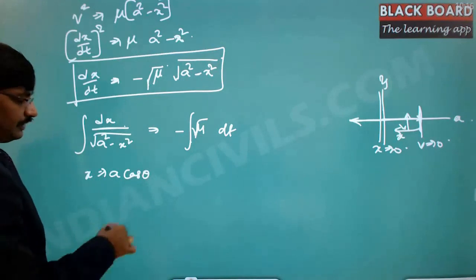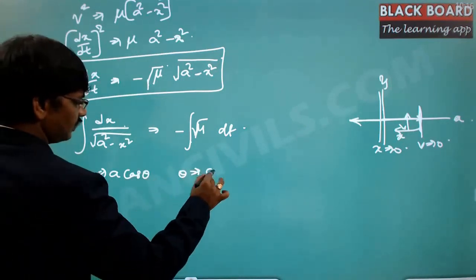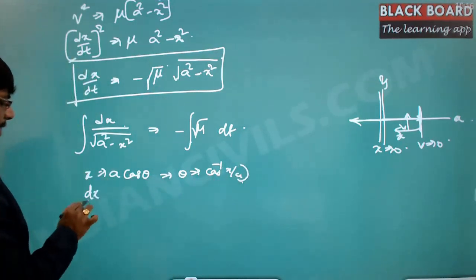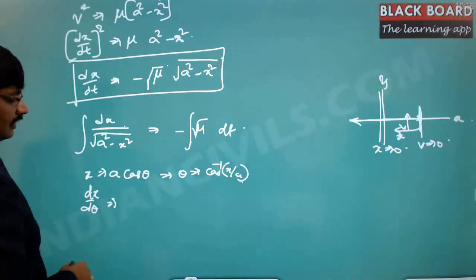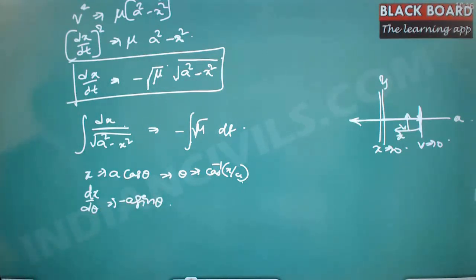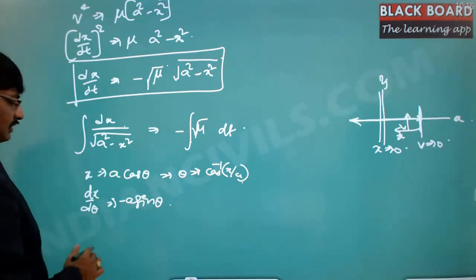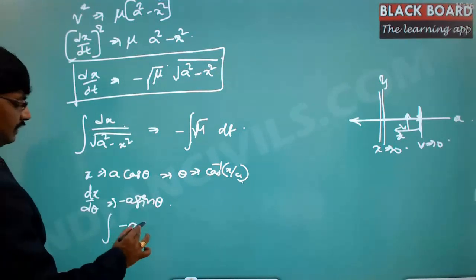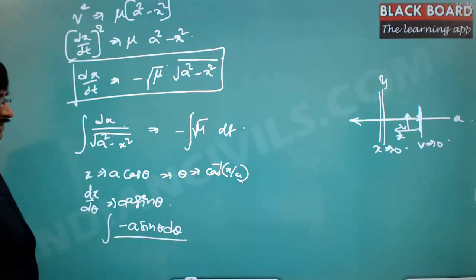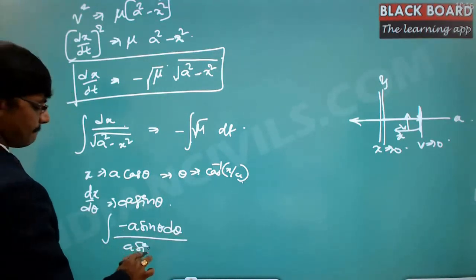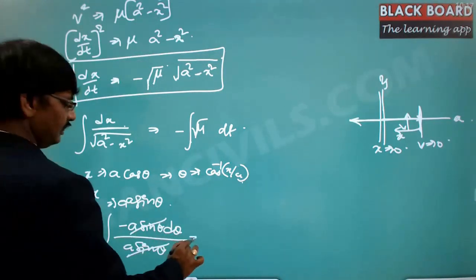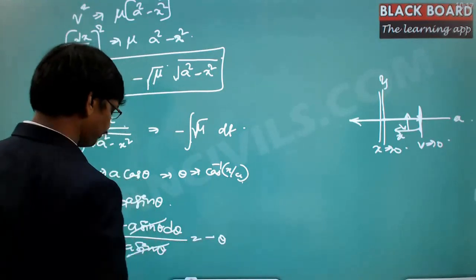If you put it, then theta is equal to cos inverse of x by a, and dx by d theta is equal to a into derivative of cos theta, which is minus sin theta. So this you can replace here in this equation: integral of minus a sin theta d theta divided by the square root of a square minus x square, which is a sin theta. Now this a sin theta will cancel out and we are left with minus theta.